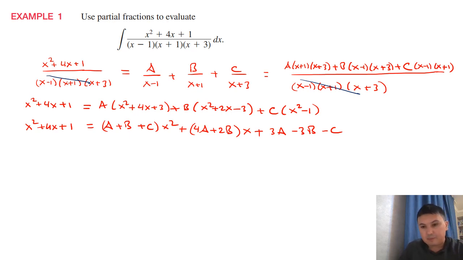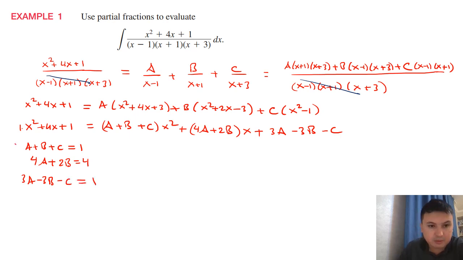So now what I see is that the coefficient of x squared on the left is 1, hence A plus B plus C must be 1. And then I see that my coefficient for x is 4, so 4A plus 2B is equal to 4. And finally, my constant term is 1, so I have 3A minus 3B minus C is equal to 1. So I have a system of 3 equations with 3 unknowns. All right, so how do we solve it?